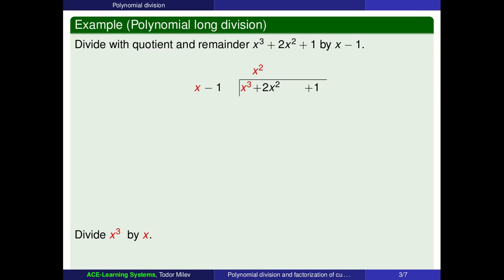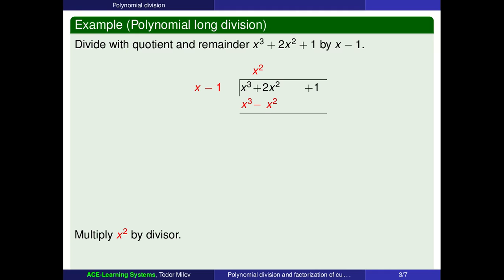The next step is the following. We take the newly obtained term x squared and we multiply it by the divisor x minus 1. The result that we get is, I'm sure you guessed it correctly, x cubed minus x squared.